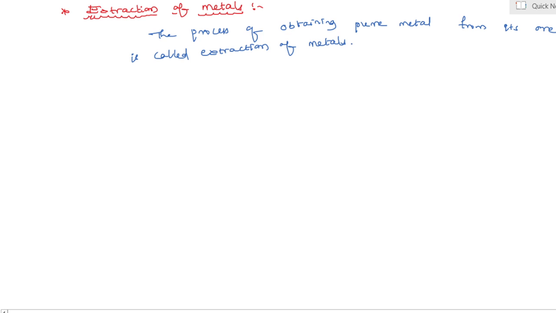The metals present at the bottom of the reactivity series are least reactive, so they are found in free state. Example: gold, silver, platinum, copper, etc. The metals at the top of the reactivity series, that is potassium, sodium, calcium, magnesium and aluminum, are highly reactive, so they are not found in nature as free element. The metals in the middle of the reactivity series, that is zinc, iron and lead, are moderately reactive and they are found as oxides, sulfides or carbonates in the earth crust.